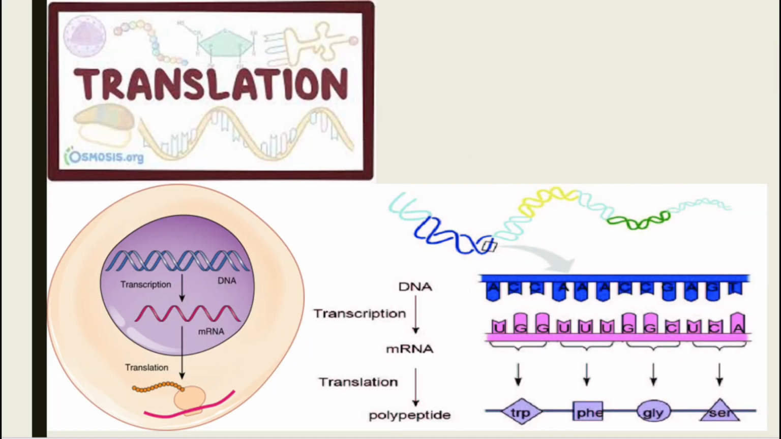Translation is a process by which the genetic code contained within an mRNA molecule is decoded to produce a specific sequence of amino acids in a polypeptide chain. It occurs in the cytoplasm following transcription and, like transcription, has three steps: initiation, elongation, and termination.